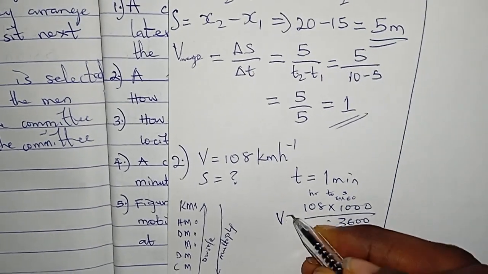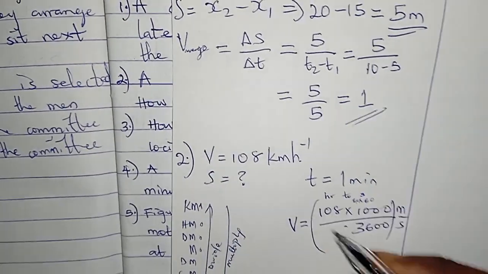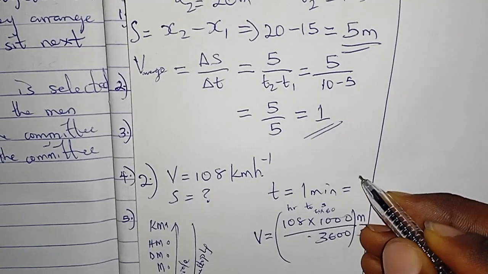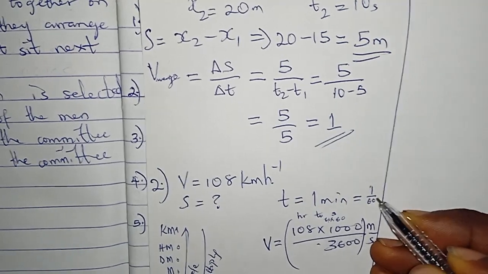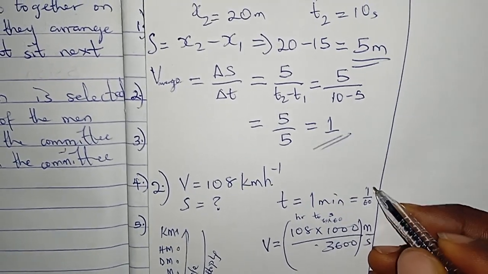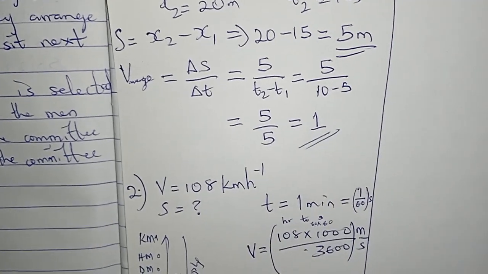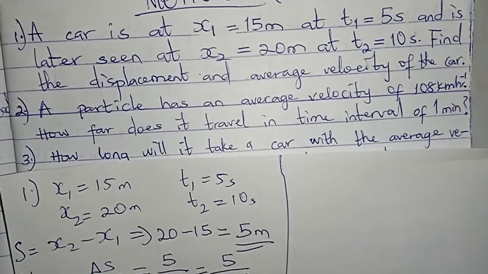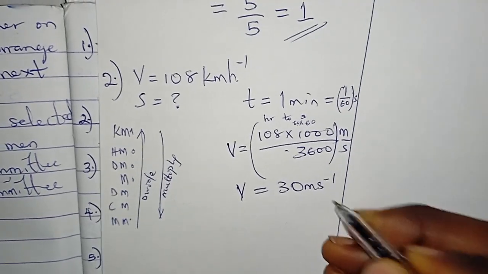So V is in meters per second. Then the time T, which is 1 minute, is the same thing as saying minute to second, divided by 60. Remember, it's question 2 we are treating. So if you do the math, V equals 30 meters per second.